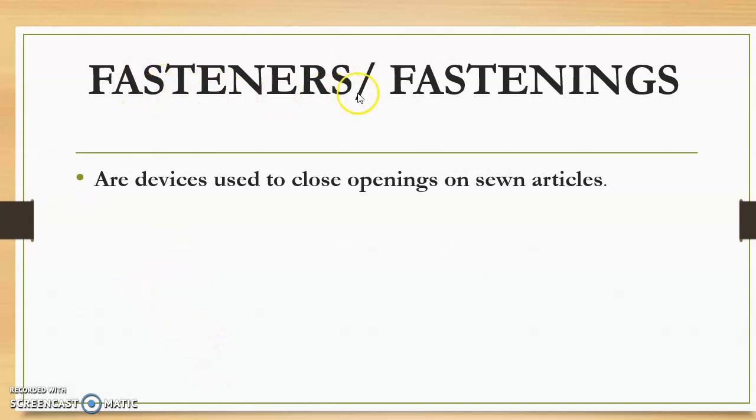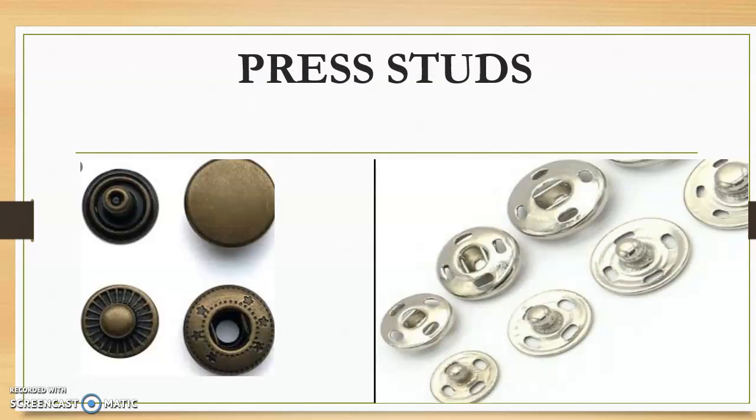Then there is fasteners or fastenings. Fastenings or fasteners are devices used to close openings on sewn articles. Examples are buttons and buttonholes, ribbons, and many more. The many more include press studs. We have different types of press studs over here. This is the type that is seen in jeans or denim fabric. This is the normal ones we mostly see.